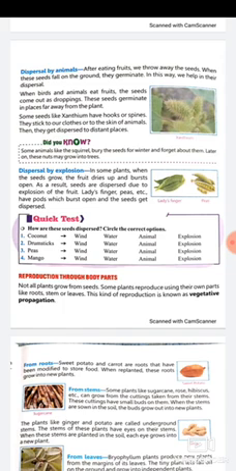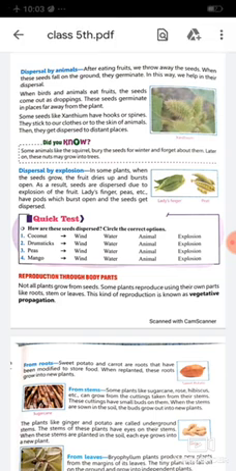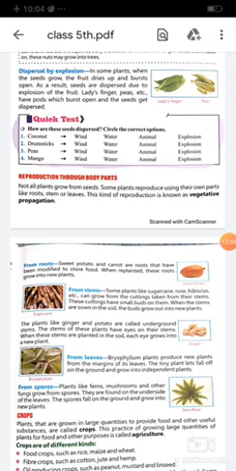Now, dispersal by explosion. So, children, do you know what is the meaning of explosion? It means a sudden and extremely violent bursting. In some plants, when the seeds grow, the fruit dries up and bursts open. As a result, seeds are dispersed due to explosion of the fruit. Lady's finger, peas, etc. have pods which burst open and the seeds get dispersed.